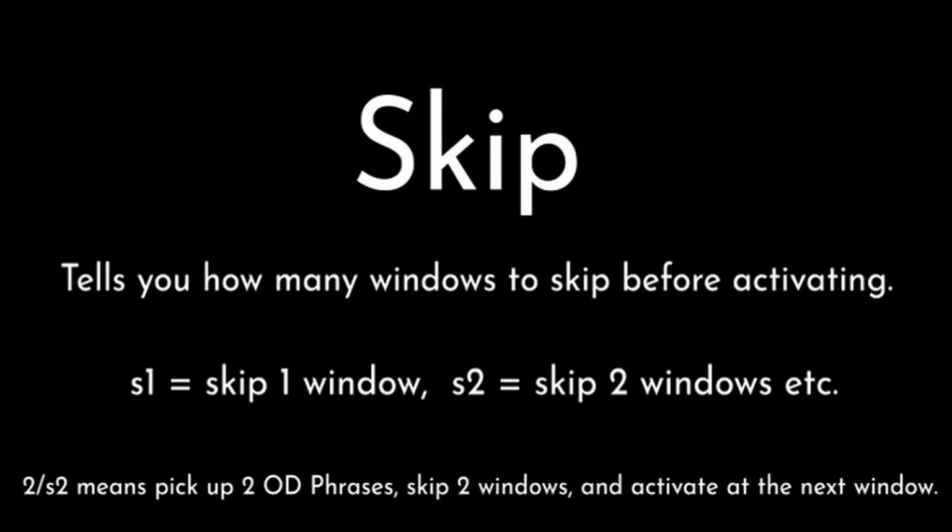If you see a lowercase s, that means skip, and will tell you how many windows to skip before activating. S1 means skip one window, S2 means skip two, and so forth. For example, 2/S2 means pick up 2 overdrive phrases, skip 2 activation windows, and then activate at the next one.